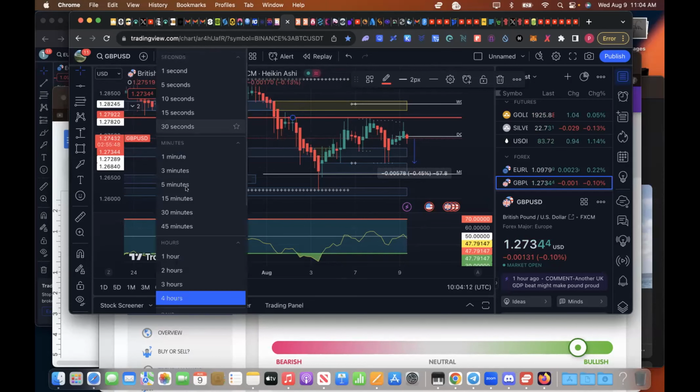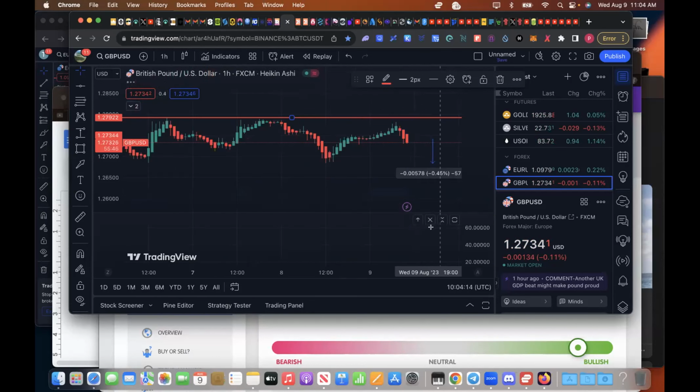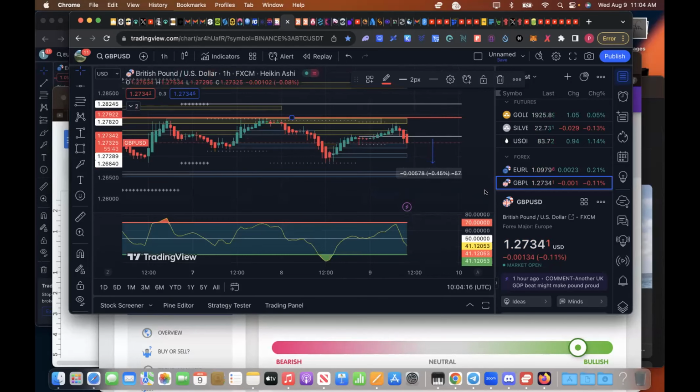All right, let me look at the 1 hour. So GBP USD. The 1 hour may deceive you to an extent, but I'm sure people took a trade on the 1 hour. This is 1, 2, 3, 4, 5, 6.